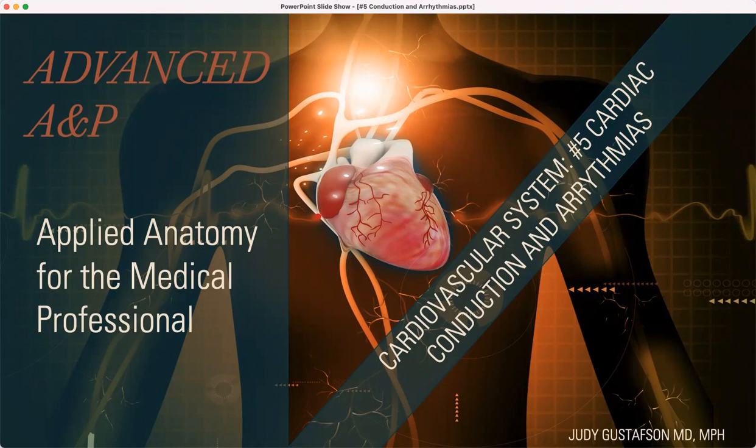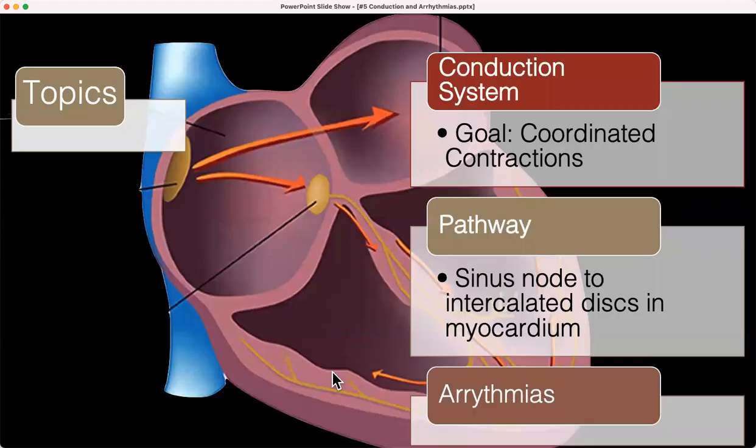All right, the fifth lecture in the cardiovascular system is about the cardiac conduction system, actually what makes your ticker tick, and about the fatal arrhythmias or the heart arrhythmias. The topics include the conduction system, and the goal, of course, is to keep everything with coordinated contractions.